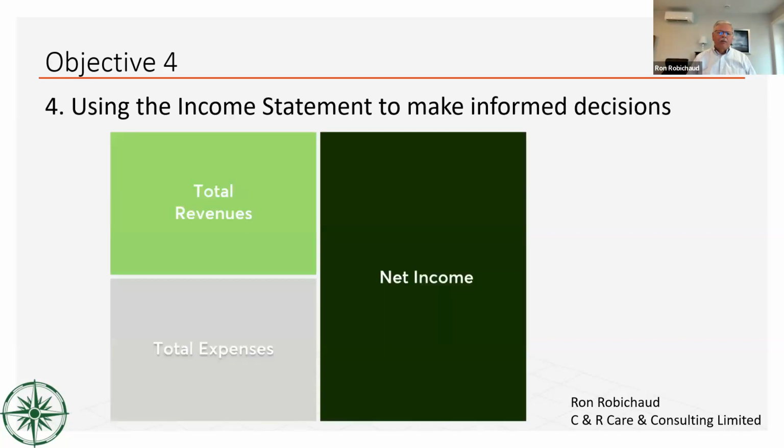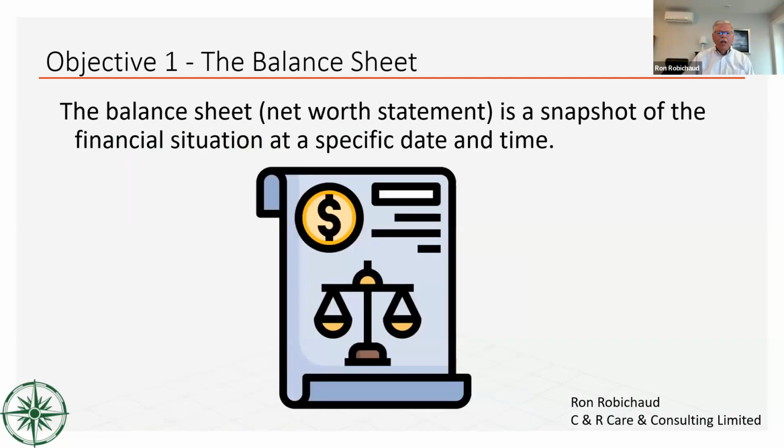And then we're going to talk about using the income statement to make informed decisions. And again, in a very large number of businesses, we've had to modify the income statement, so it gives the entrepreneurs the information they need in order to make those informed decisions. So let's take a look at the balance sheet first. Very simple.